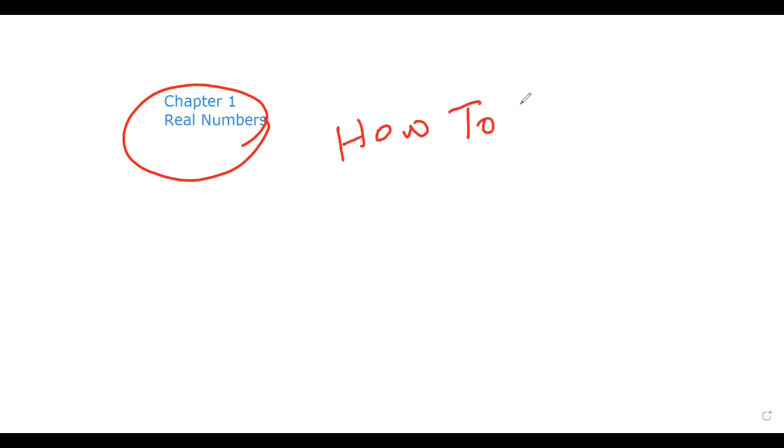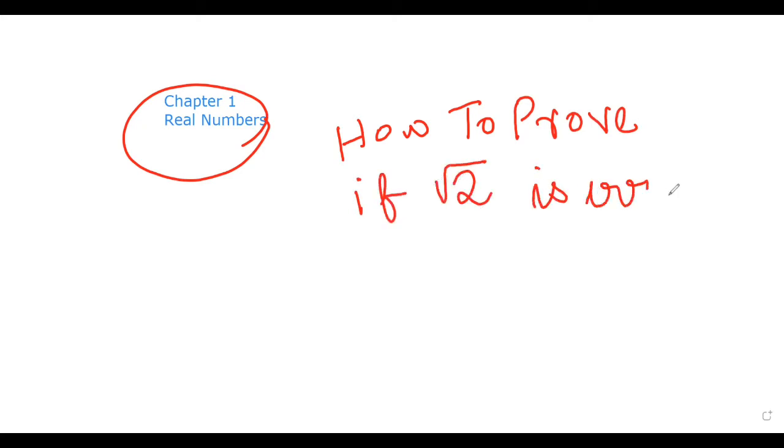So friends, today we are going to start with chapter 1, Real Numbers, of your NCERT textbook. Today I'm going to start not from the beginning of the chapter, but we are going to discuss how to prove that root 2 is irrational. So before that, we have to discuss something more.